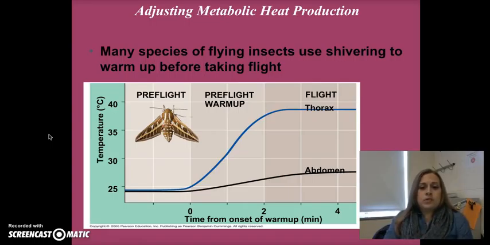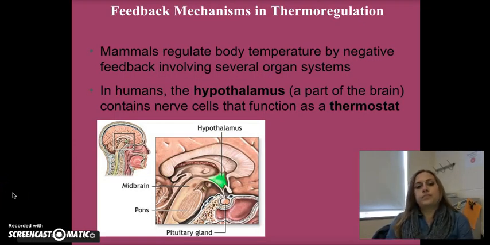You also have some types of insects that are able to adjust their metabolic heat production. So you've got species of flying insects that use shivering to warm up before they take flight. So you can see you've got the pre-flight, the temperature is fairly low. During your pre-flight warm-up with the shivering, you can see now that the thorax has warmed up quite substantially and the abdomen a little bit as well prior to flight.